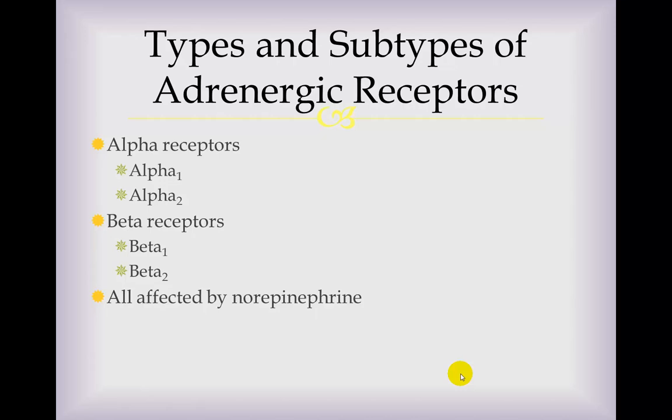And then beta 2 receptors don't affect the heart. Primarily when we're using a beta 2, we're looking at peripheral vasculature, but we're also going to be looking at the effect on the respiratory system, and that is primarily the bronchodilation.